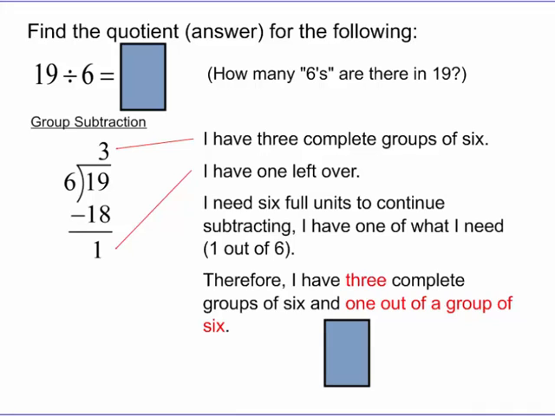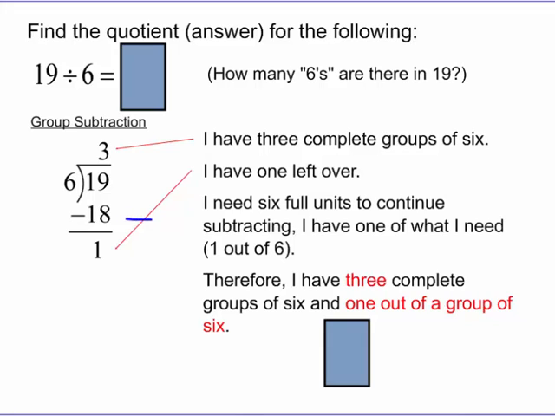So let's take a look at 19 divided by 6. How many sixes are there in a group of 19? I've done a group subtraction here, and I can see there are 3 complete groups of 6 that fit into 19. So there's my total of 18 right there.